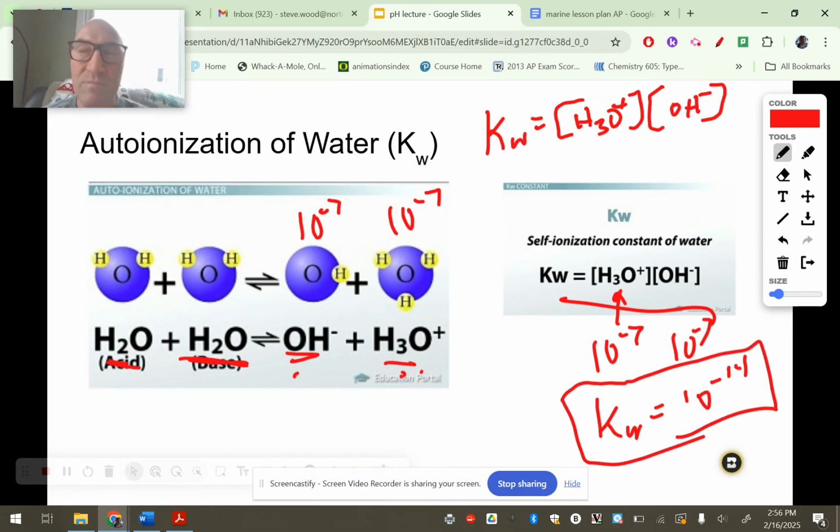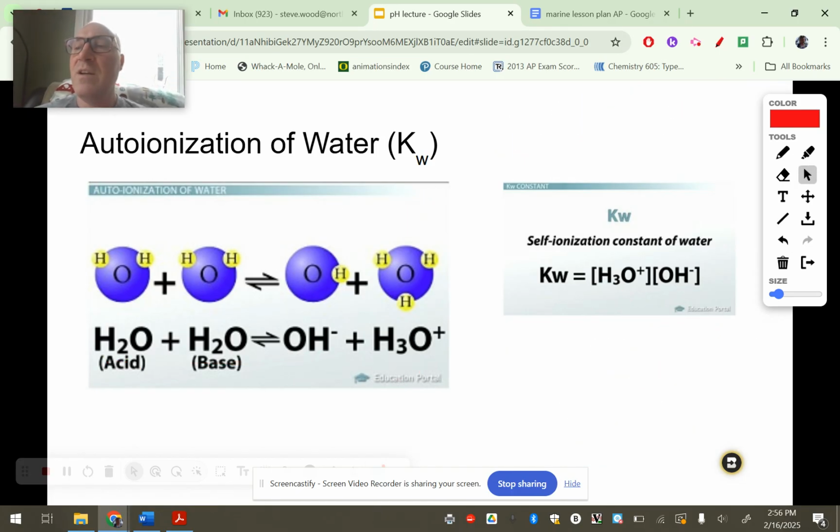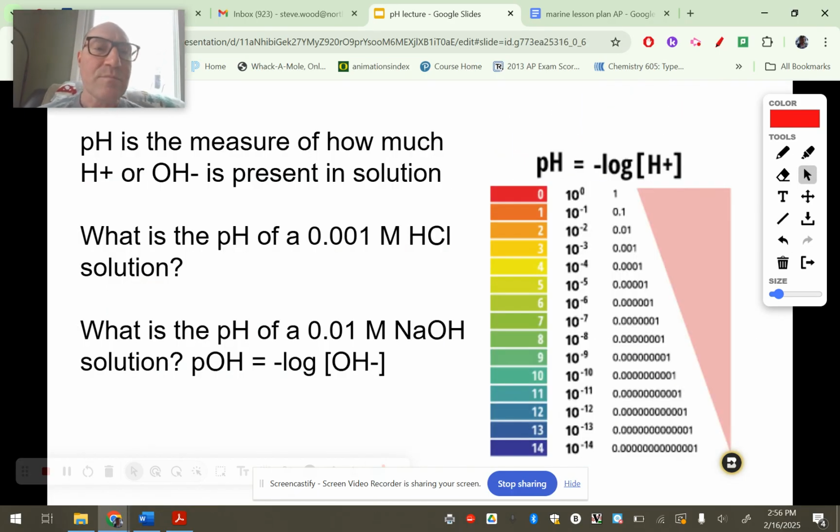In fact, that's basically why the scale goes from 0 to 14 when we talk about the pH scale, because it's based off of the dissociation of water. Okay, now pH is the measure of how much H plus or OH minus is present in a solution. And by definition, pH, where P stands for potential, is the negative log of the H plus concentration.